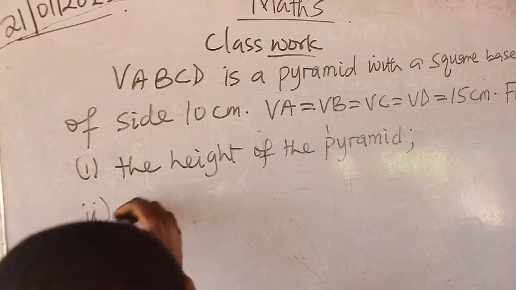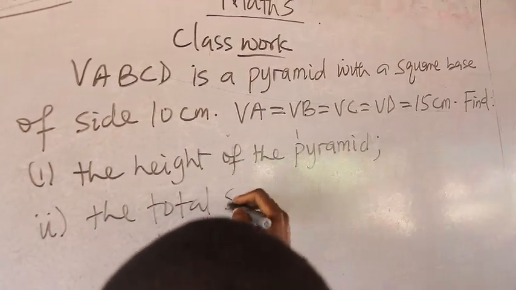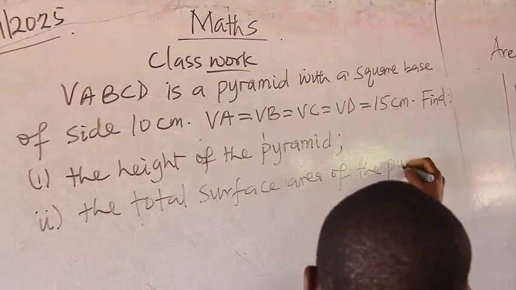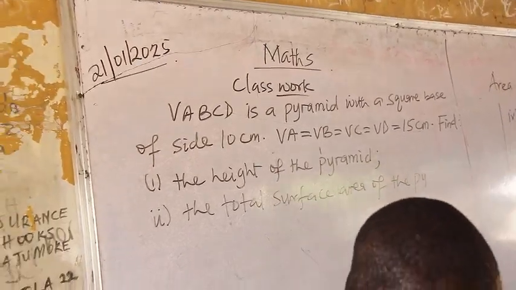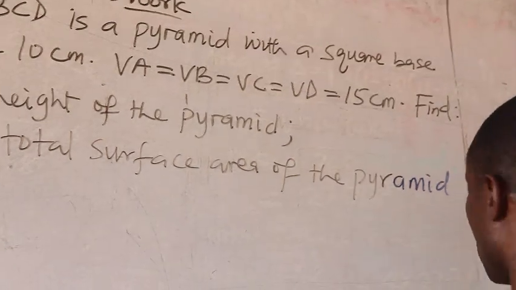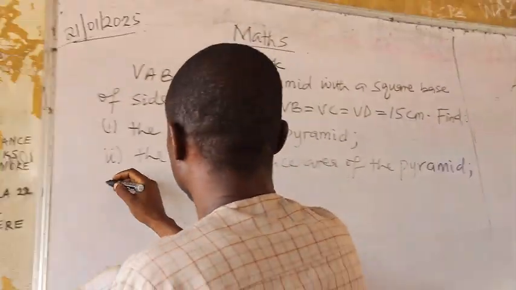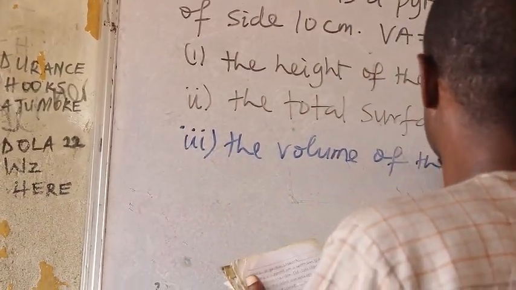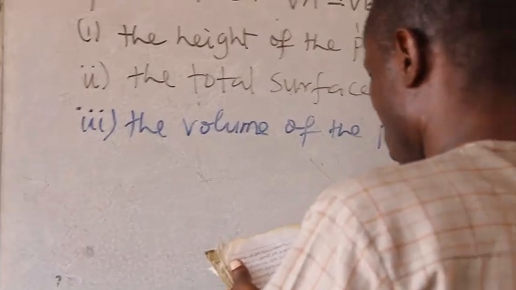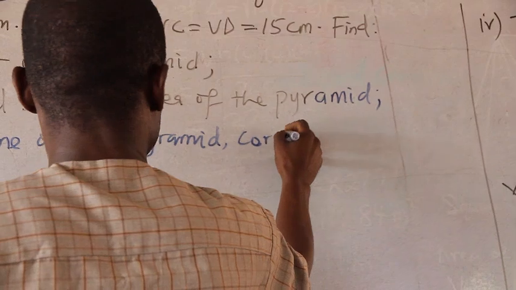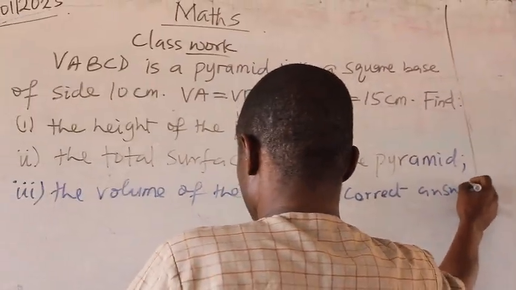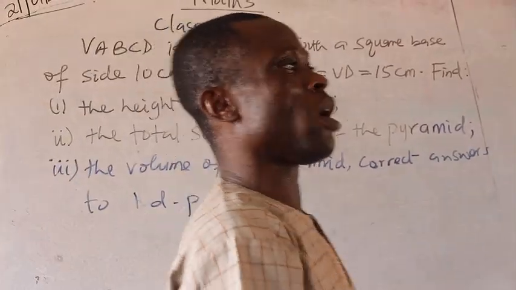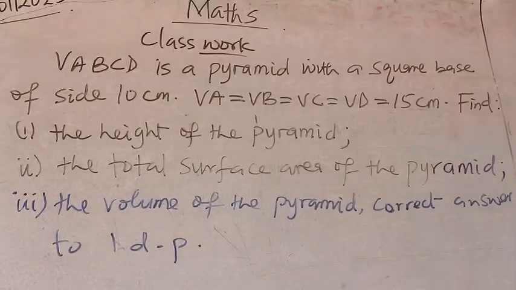2, the total surface area of the pyramid. 3, the volume of the pyramid. Correct answers to 1 dp. Now you have 10 minutes to do this question.